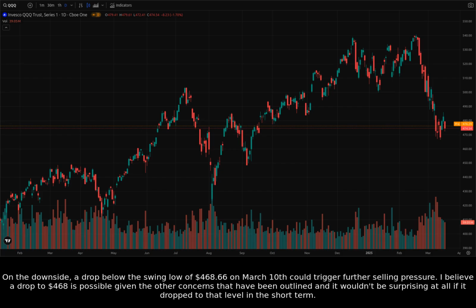On the downside, a drop below the swing low of $468.66 on March 10th could trigger further selling pressure. I believe a drop to $468 is possible given the other concerns that have been outlined, and it wouldn't be surprising at all if it dropped to that level in the short term.